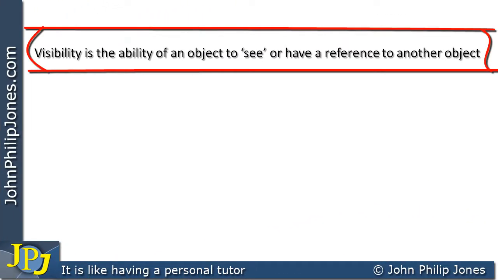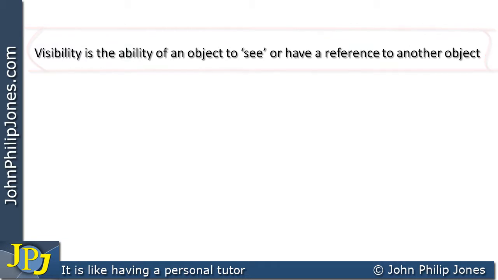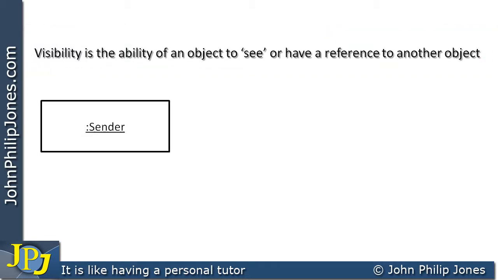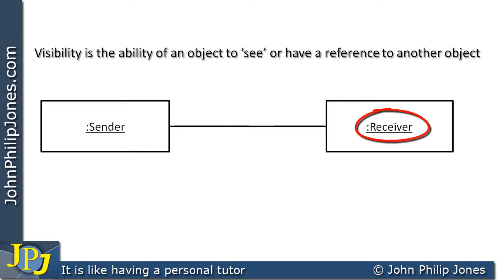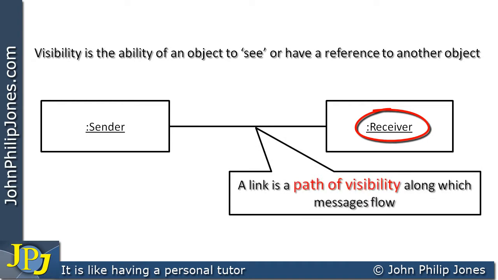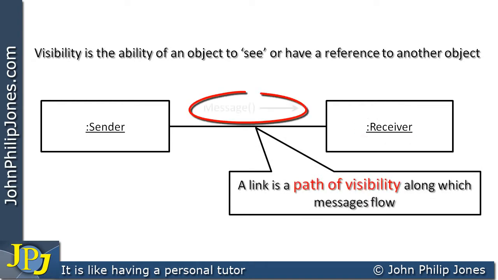Visibility is the ability of an object to see or have a reference to another object. So, for example, we have an object here which I'm describing as the sender object. There always has to be a sender object, something that will actually send the message. And of course, that implies we would have a receiver object. Now, the line between them here, that's called a path of visibility, and it's along this that we will have a message actually flowing.